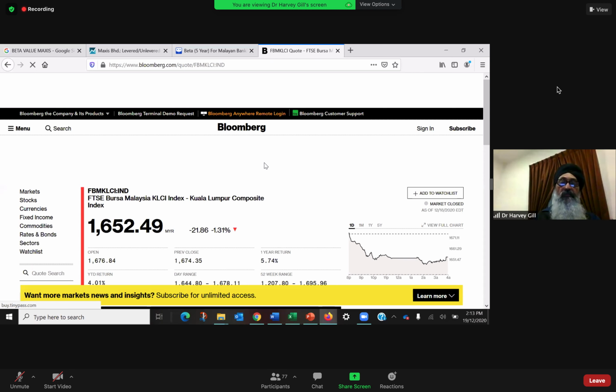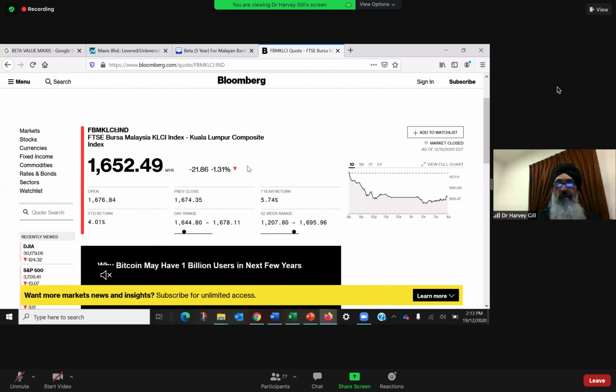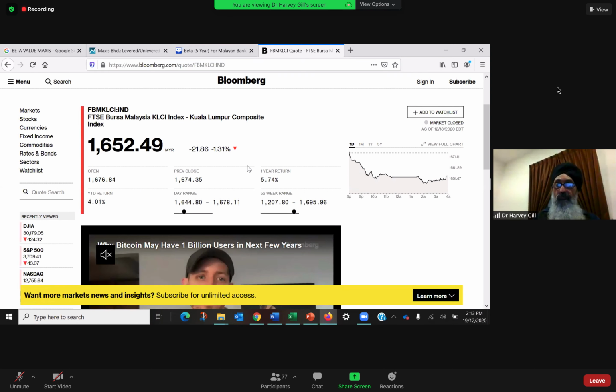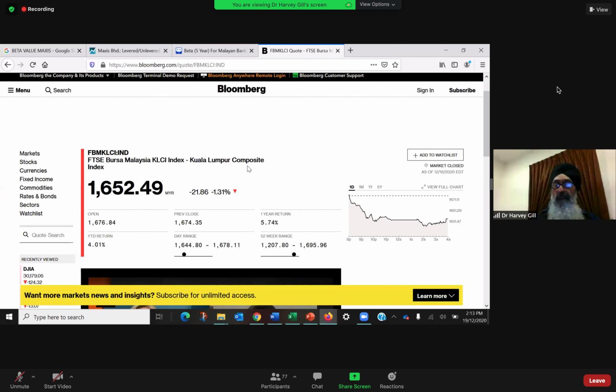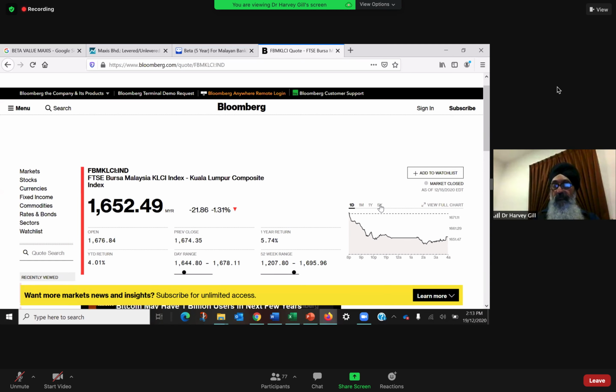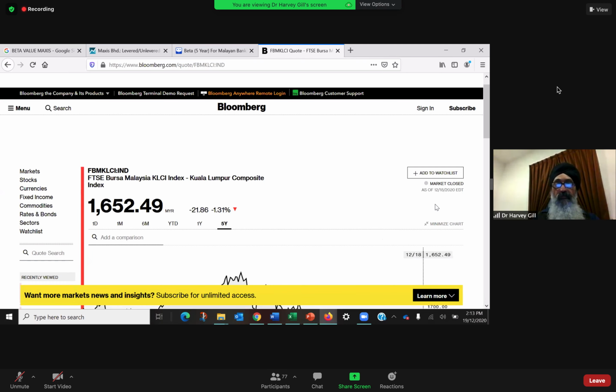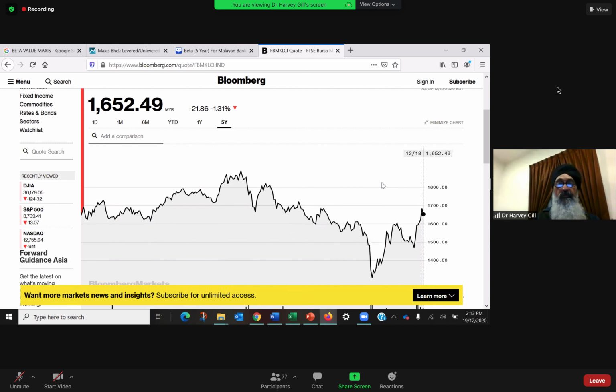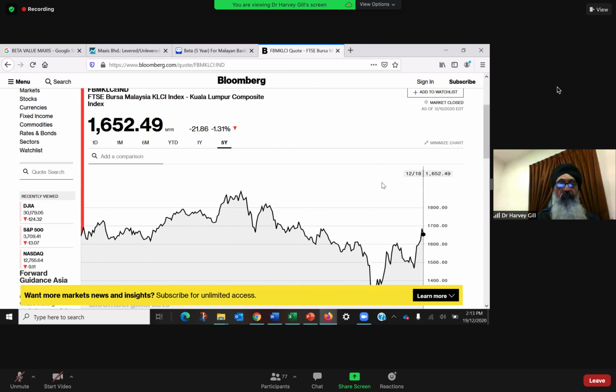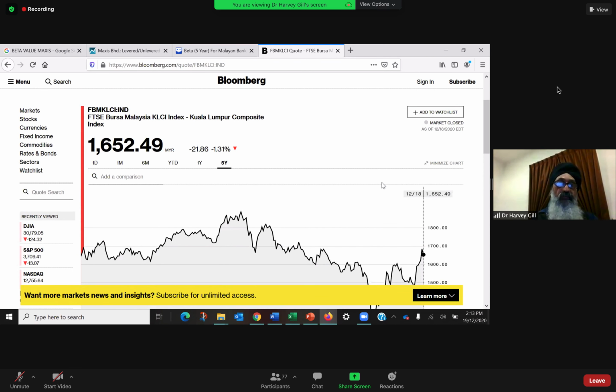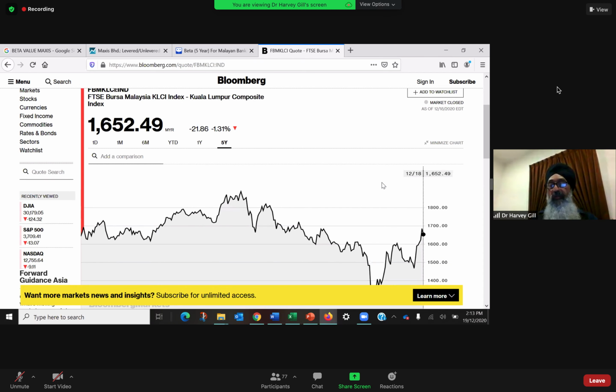Okay, this is our composite index as per Bloomberg. Now, if I was to ask for a 5-year chart and view the full chart, I think that might be an idea. There you go. You will get the composite index. Yeah. So currently 1652.49.